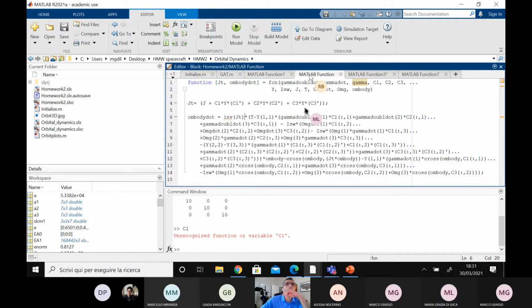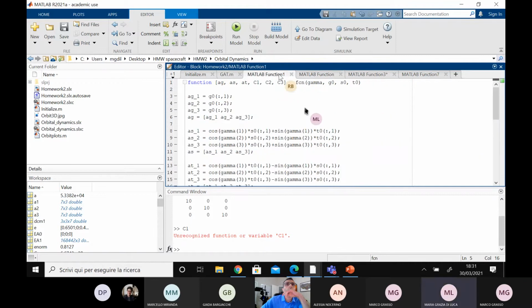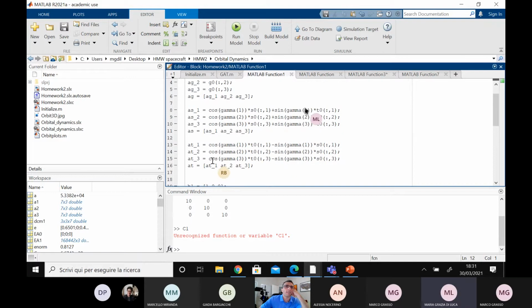So we go into this one? No, this one. Okay, so you're saying that AG1 is column 1, column 2, column 3. Seems like you're doing the same thing twice, right? AG and G0 are the same thing. Yes. Okay. Yes, because AG is constant. Okay. AS.